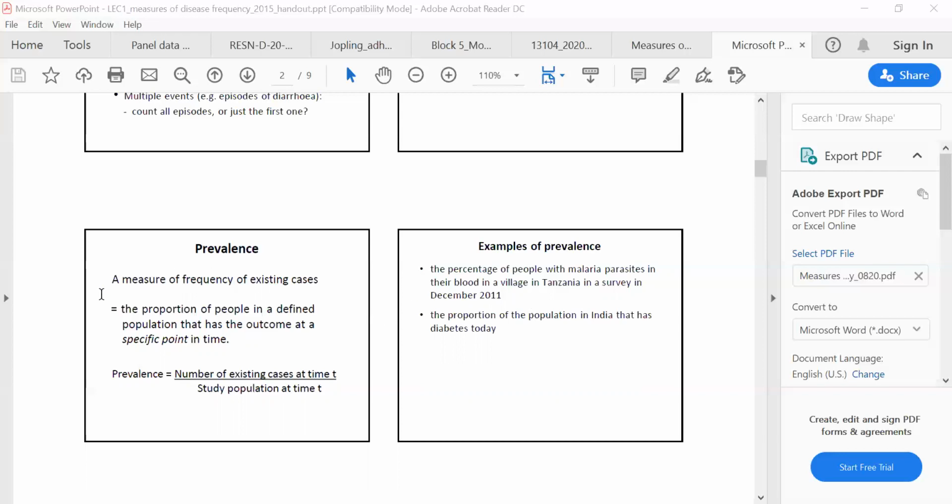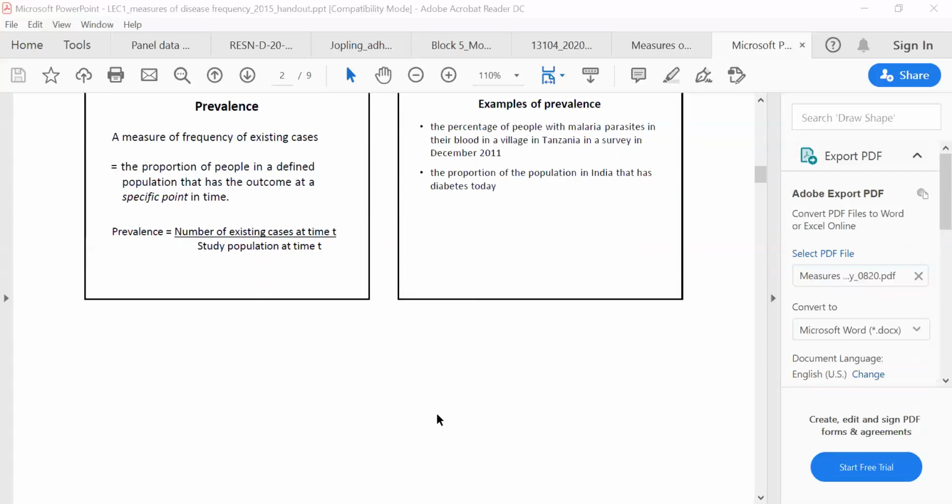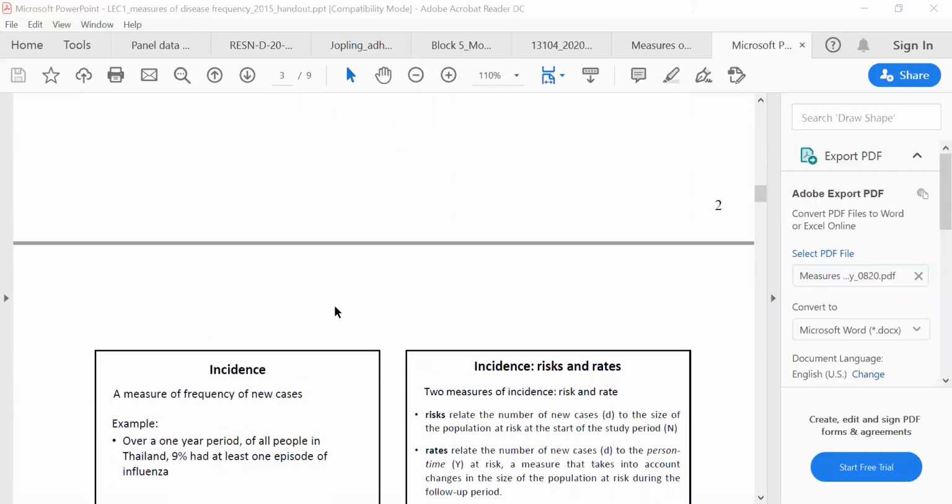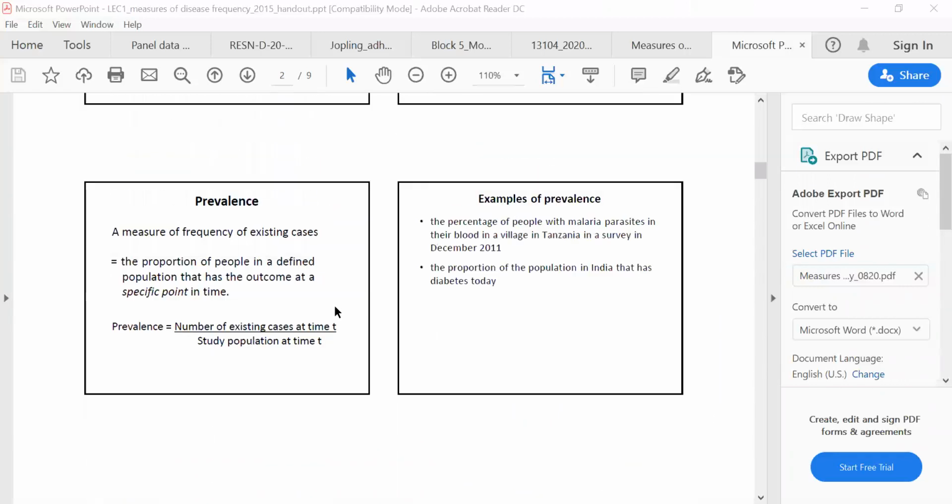So prevalence, just to repeat again, is the proportion of people in a defined population that has an outcome of interest at a specific point of time. And this is the formula which is given there. Then maybe I need to give another example before we move to the next thing, which is incidence.